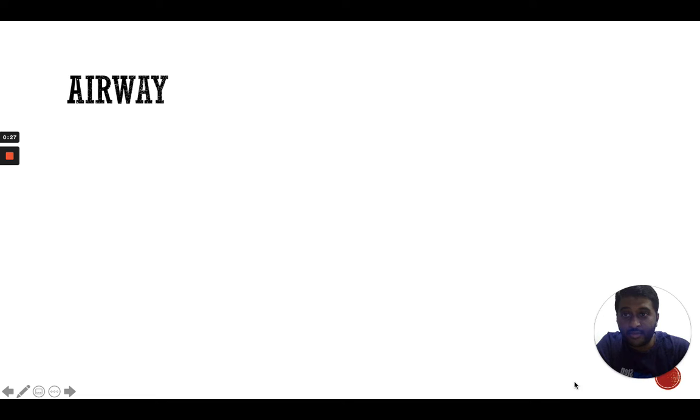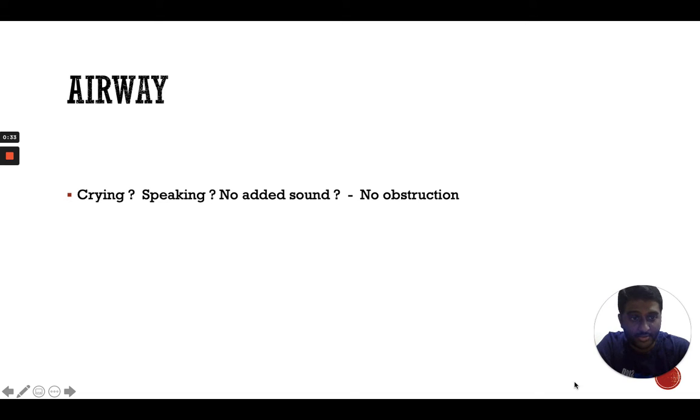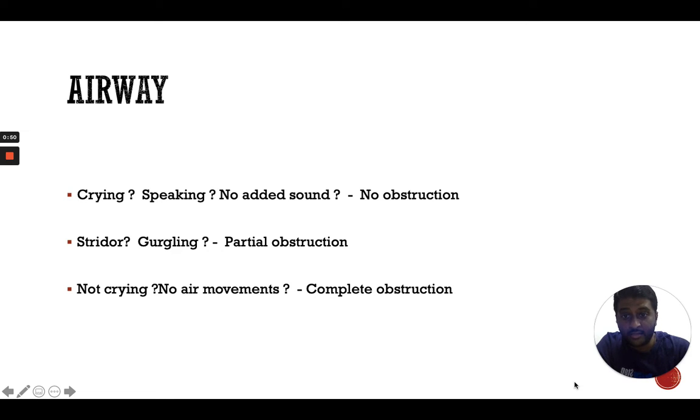Okay, when it comes to airway, if the patient is crying and speaking without any added sounds, that means there's no obstruction. If they have stridor, or gurgling from blood or their own saliva if they're semi-conscious, it means the airway is partially obstructed. If they're not crying and there are no air movements, that means a complete obstruction.